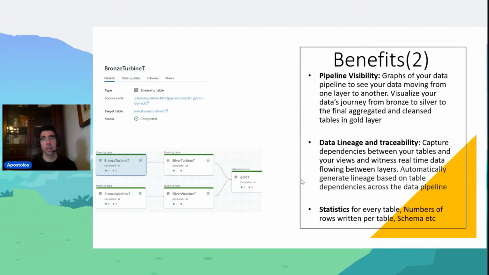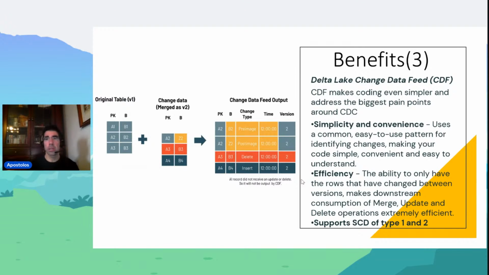And this data lineage graph is generated automatically based on the table dependencies in the pipeline. So we don't have to do anything. It's generated automatically. Also, we have statistics and metrics for every table, like the number of records written, the schema, data quality checks, and some other features you will see later on in the demo. And last but not least, Delta Live tables also support change data feed, or CDF.